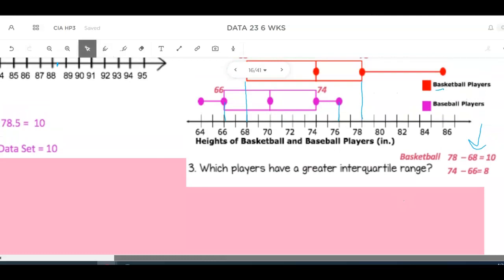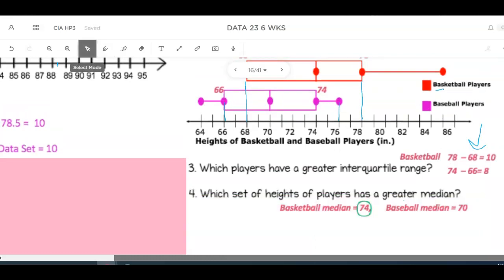And this bottom part. Which set of heights of players has a greater median? Basketball median is 74, so that is the bigger median. And the median is super easy to find. Middle of the box, right here, middle of the box, 74, middle of the box, 70. And that's it for this assignment.